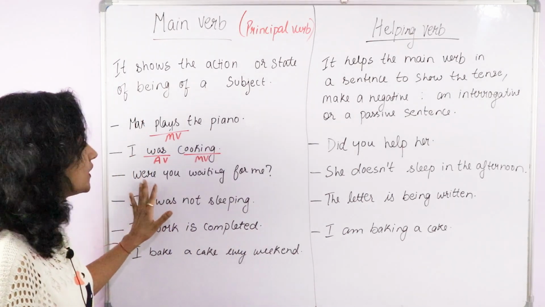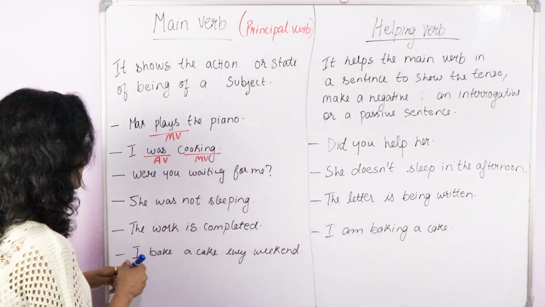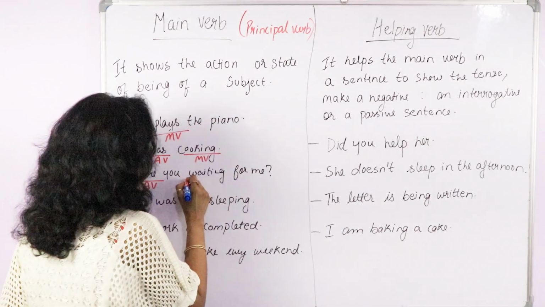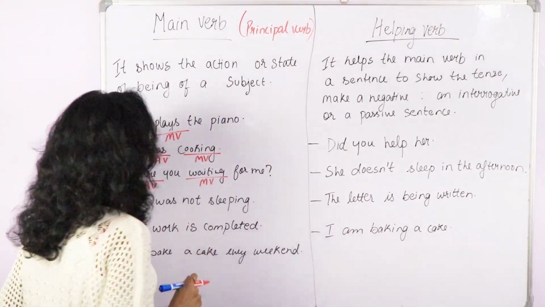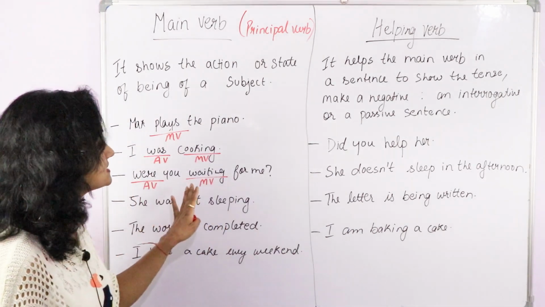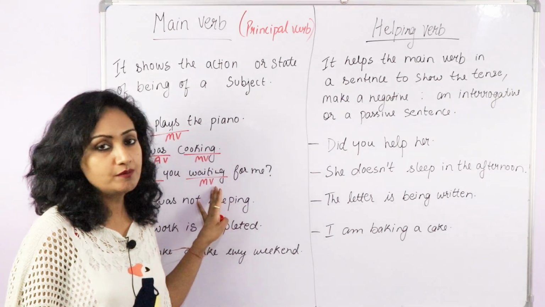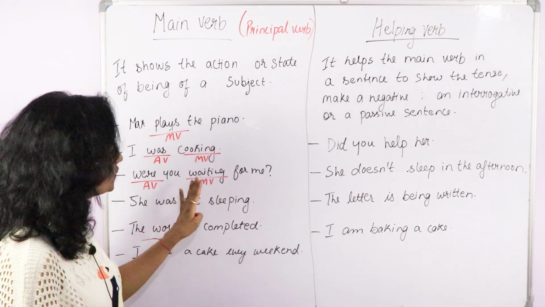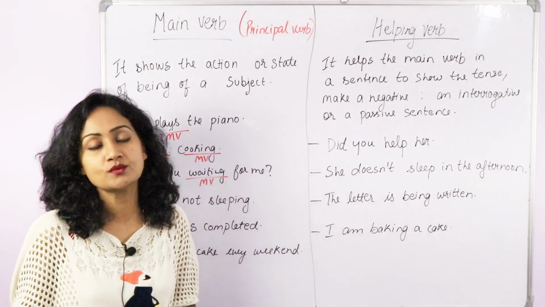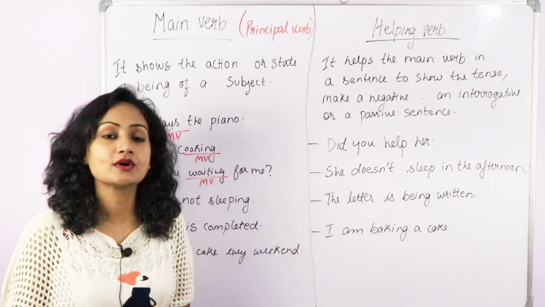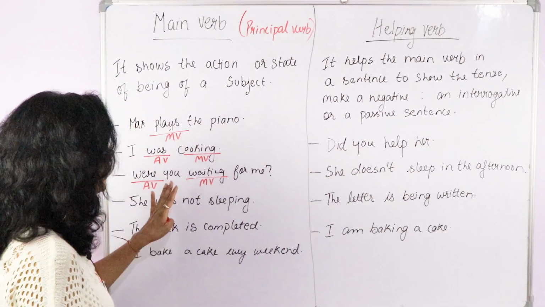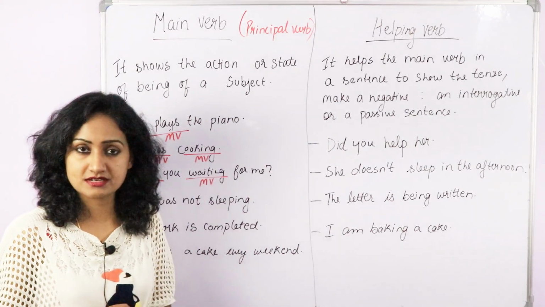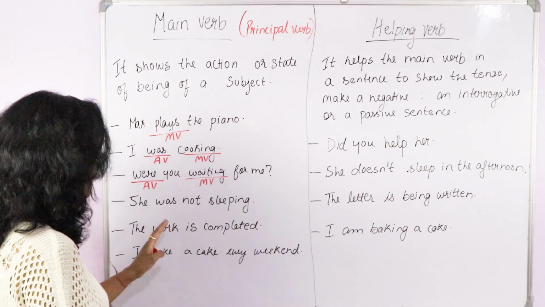Okay. "Were you waiting for me?" Again, were is an auxiliary verb and the main verb is waiting. Here again, an auxiliary verb is helping the main verb to make an interrogative sentence. "You were waiting for me." Interrogative: "Were you waiting for me?" So it also helps the main verb to make an interrogative sentence or a negative sentence.